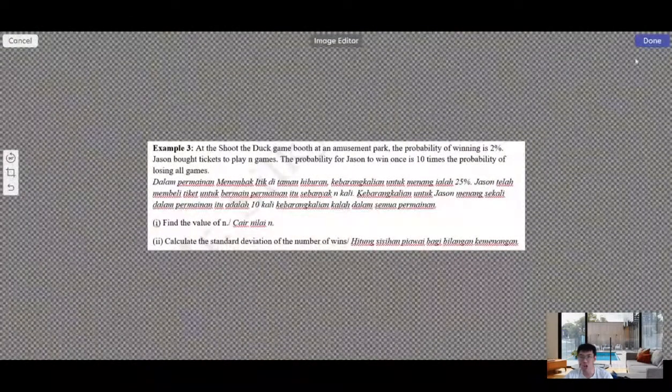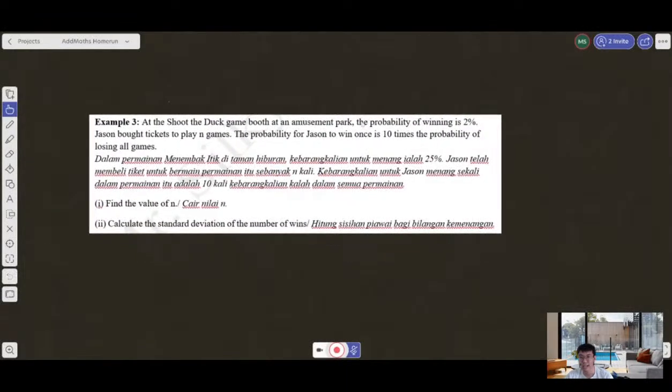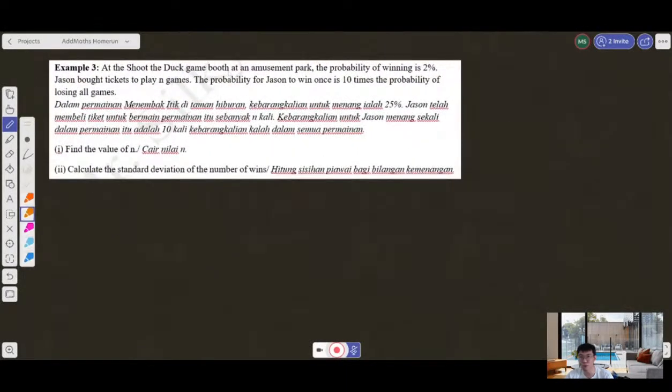If I take a look at number 3 here, the shoot the duck game booth at an amusement park, the probability of winning is actually 25%. So the probability of losing the game will be 0.75. I do not know how many games I will play, so I play n games. I do not know how many games.